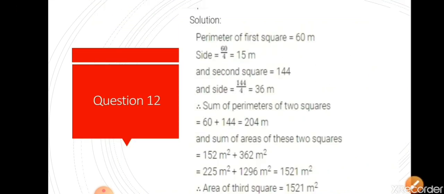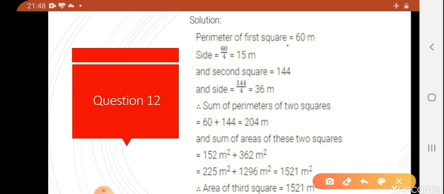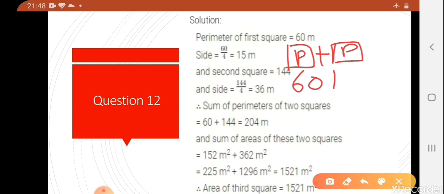Now, question number 12. Question number 12 is, the perimeters of two squares are 60 meters and 144 meters respectively. Two squares are given whose perimeters are given. Find the perimeter of another square whose area is equal to the sum of the areas of the first two squares. The question says that there are two squares whose perimeters are given, 60 meters and 144 meters.